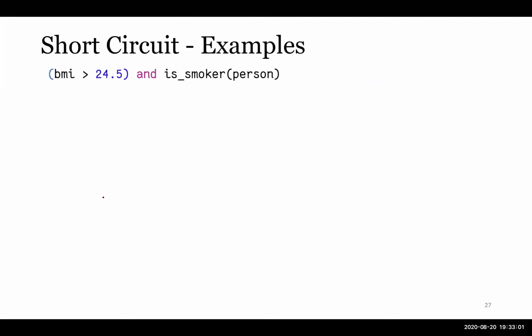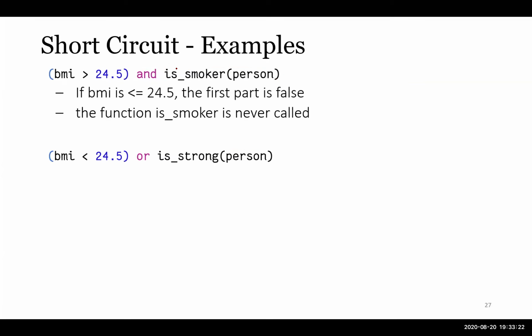For example, this: BMI more than 24.5 and is smoker. So maybe you want to check the health of the person. So this is overweight, right? So if the person is not overweight, then this function isSmoker is never executed. It means they don't even check whether the person is a smoker or not. It's never executed, right?